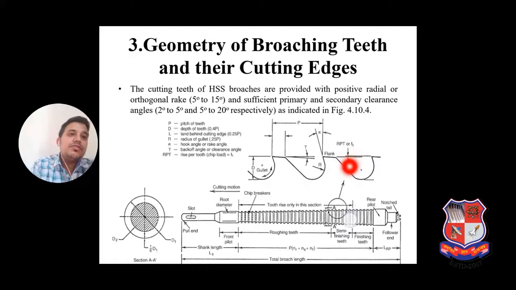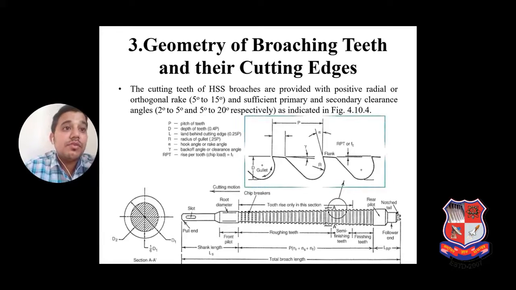RPT means rise per tooth. As we learned, this is how much rise we give to each tooth. So this is the geometry of broaching. This is another thing that we have to learn: diameter D1 and diameter D2, where D2 is the inner diameter, then the outer diameter, and this is the in-between diameter, we can say, of the particular teeth. So this is the geometry of the broach that we have to learn properly, because in 2, 3 or 4 marks it may be asked with a diagram in GTU.